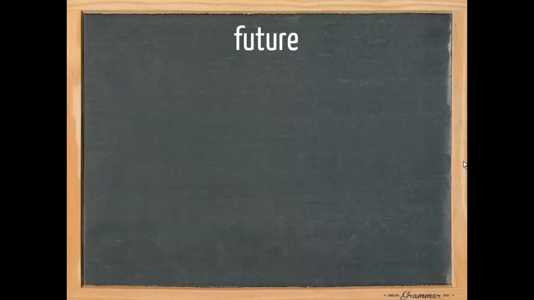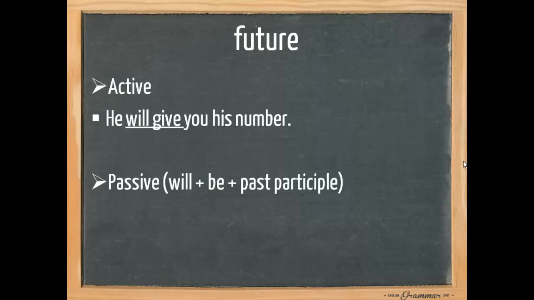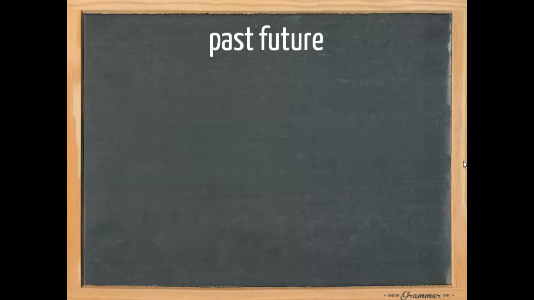Now I'm going to take you through the future tenses. In the simple future: He will give you his number. For the passive, we use will, and then the infinitive form of the verb to be, so the base form, and the past participle. You will be given his number.